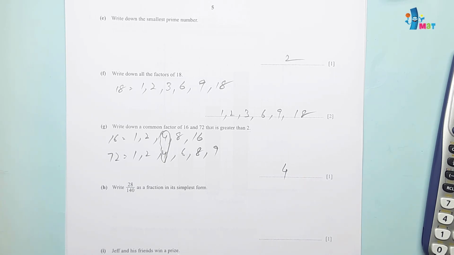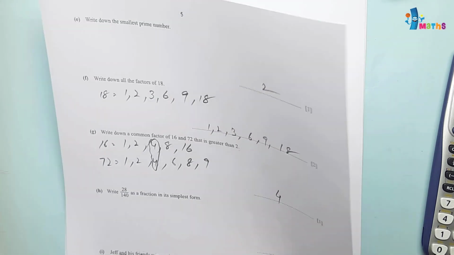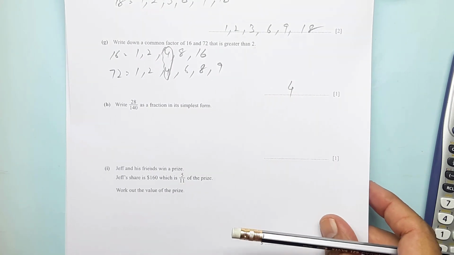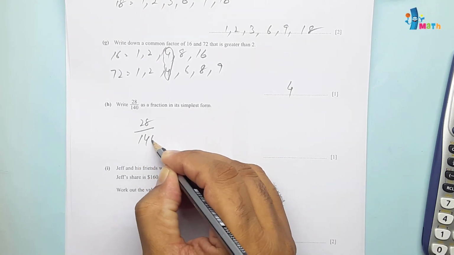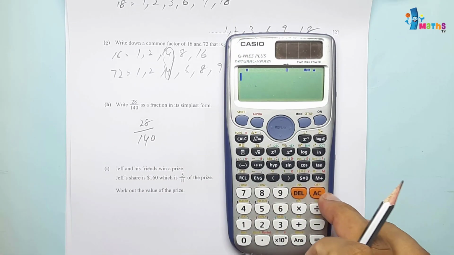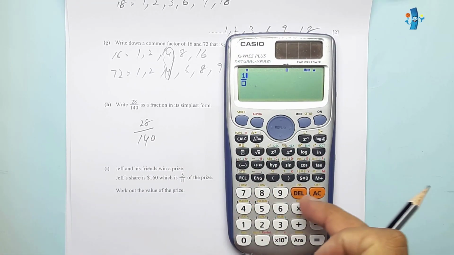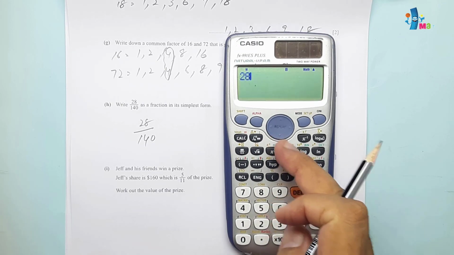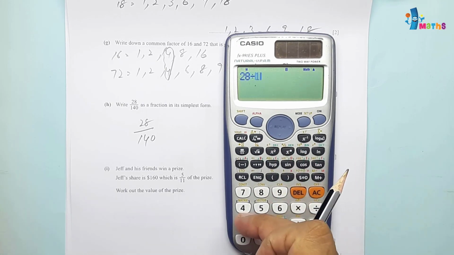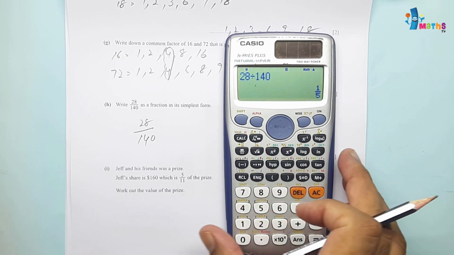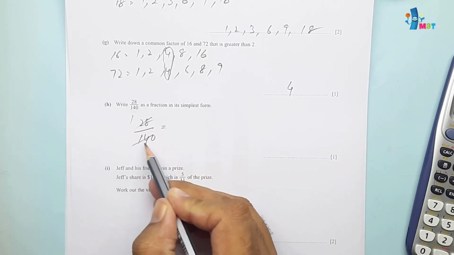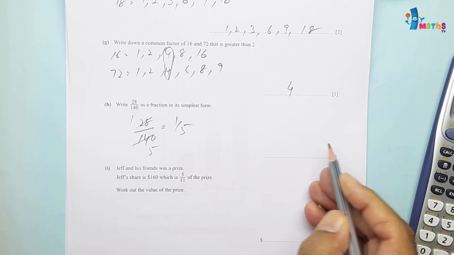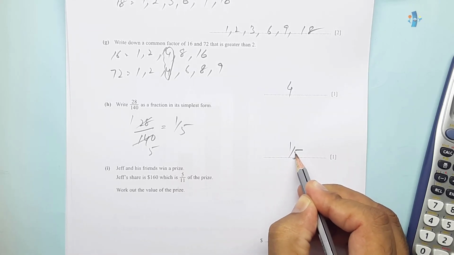And then write down 28 over 140 as a fraction in the simplest form. So if we are writing 28 over 140, even we can use calculator also. 28 divided by 140 will be equal to 1 over 5, or even we can cancel this one, 1 over 5. So answer will be 1 by 5. We can write here 1 over 5.